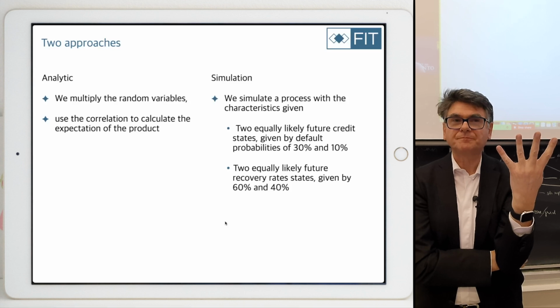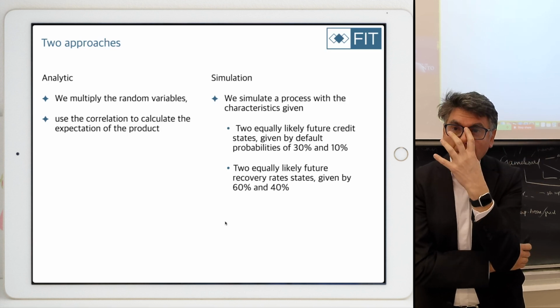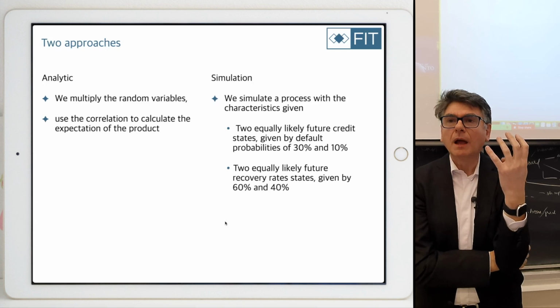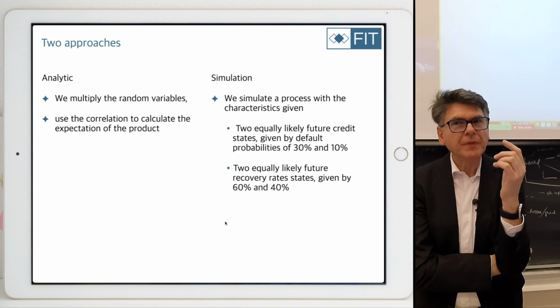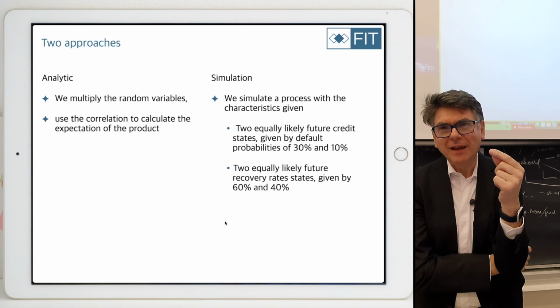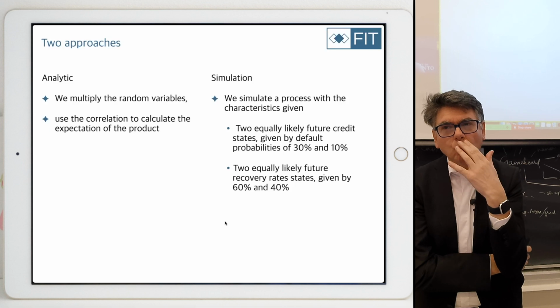Let me help you out. Assume the default probability is 10%, then it's 50% more likely that the recovery is going to be 60% instead of 40%. Say that again? Maybe you can assume one state, and then because you have negative 50% correlation, the others follow.